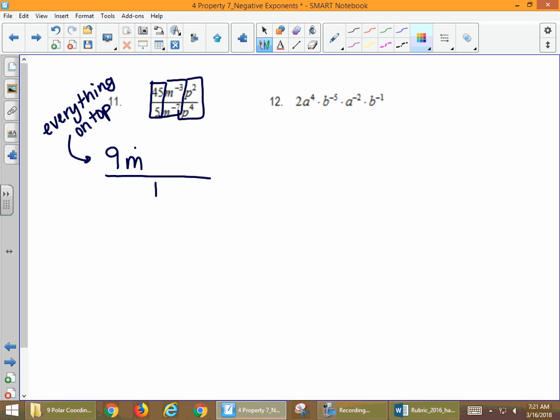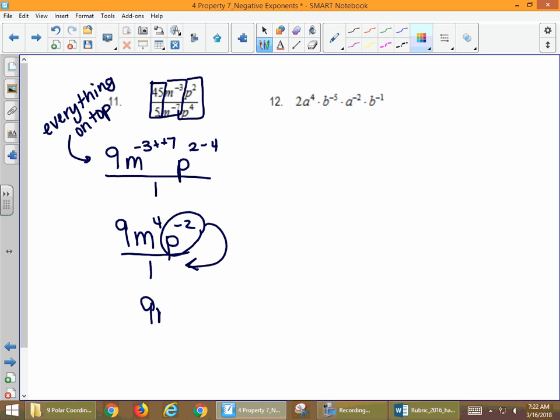So negative 3 minus negative 7. And b squared minus 4. Minus a negative is positive, so negative 3 plus 7 is positive 4. 2 minus 4 is negative 2. So if you're circling the term, you need to take it to the other side of the fraction there. In the denominator, it's going to become a b squared. Done and done.